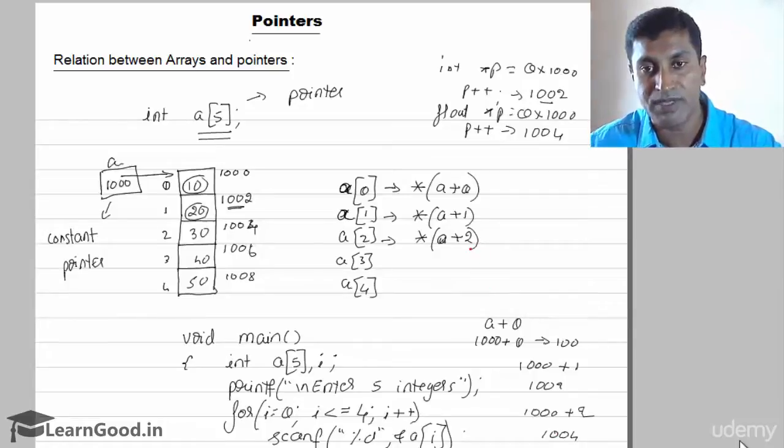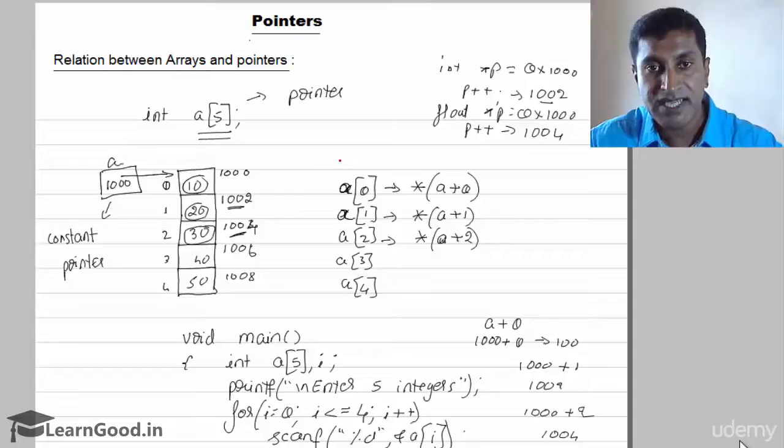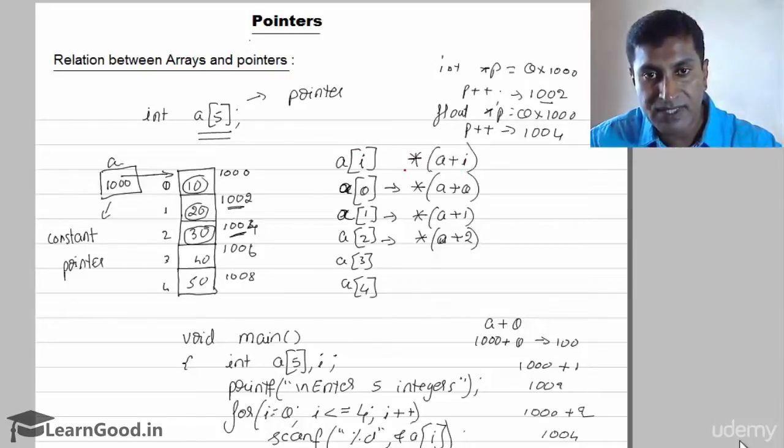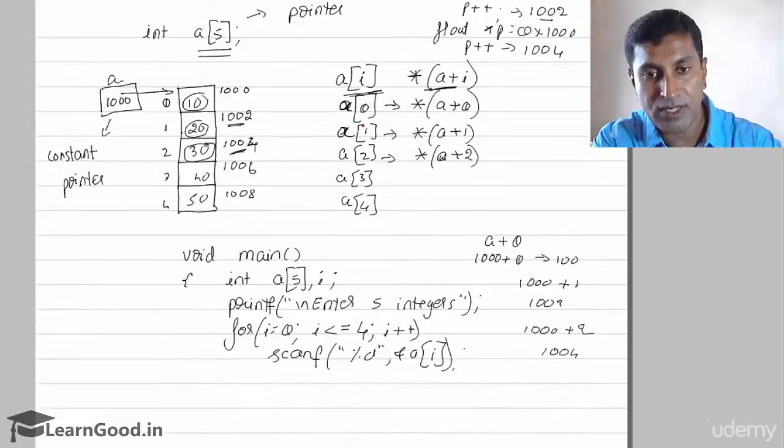So you are incrementing by 2 means it gets incremented by 4. So 1004, asterisk of 1004 will give you 30. That means for displaying, instead of giving a of I, you can also give it as asterisk of a plus I. So both these are same. You can give it as a of I as well as asterisk of a plus I. So for displaying array elements, you can write a code like this.